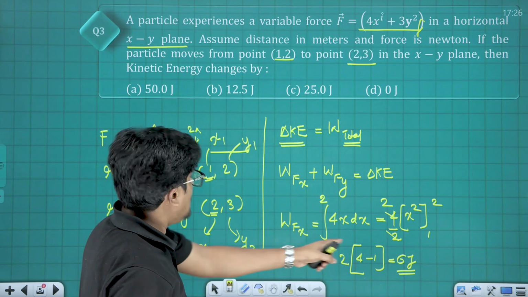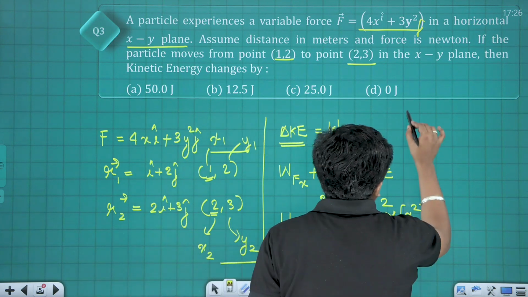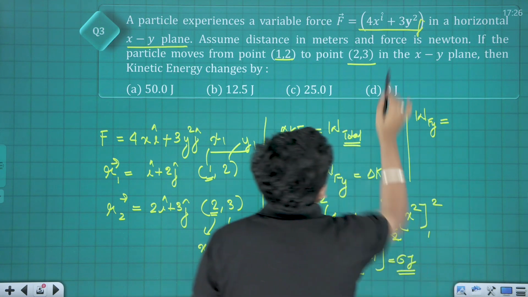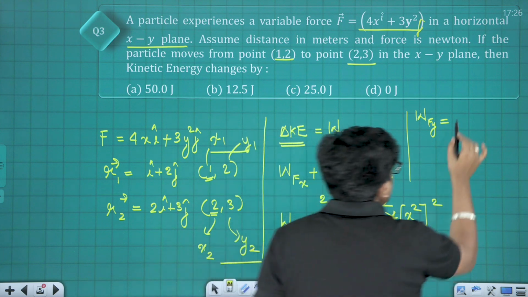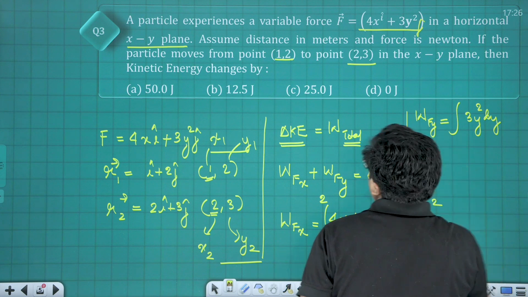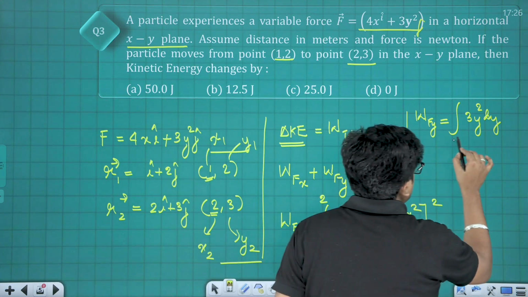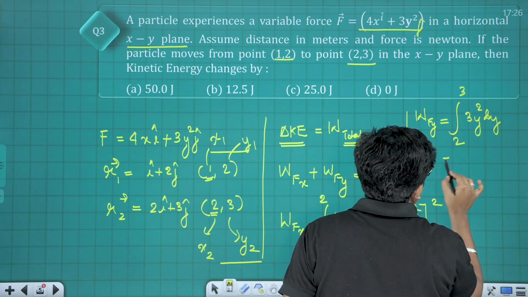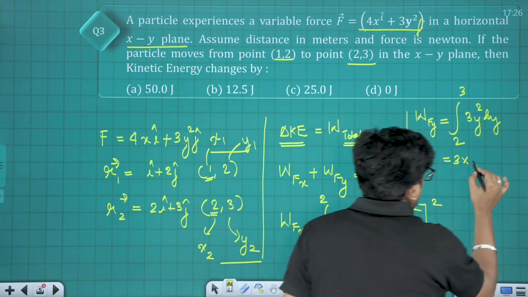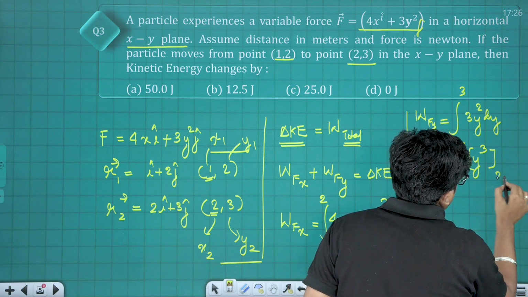Okay. So work done due to force acting along x-axis alone is 6 joule. Similarly, work done due to force acting along y-axis is the integral of 3y square into dy between the limits y1 is 2 and y2 is 3. So 2 to 3 is going to be 3 into y cube by 3 between the limit 2 to 3.